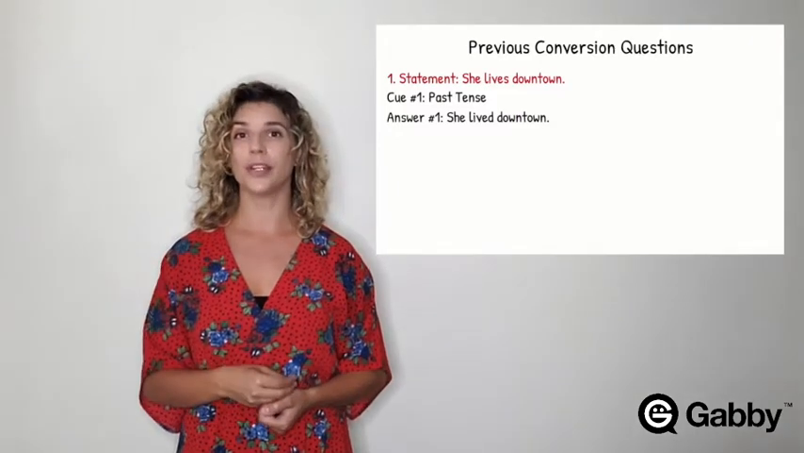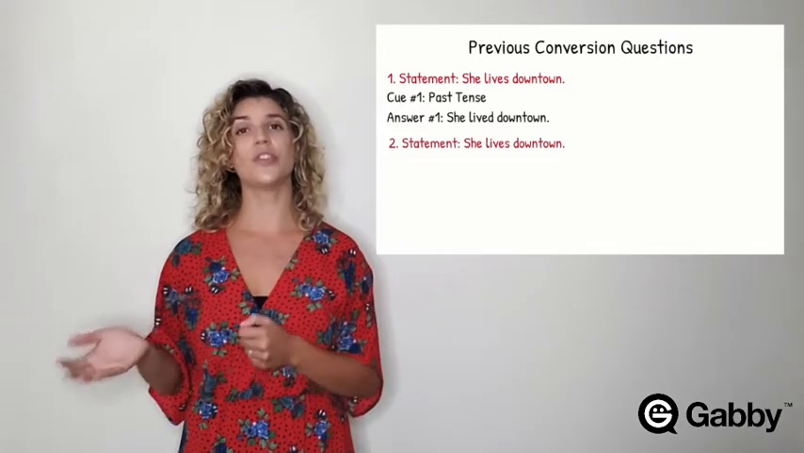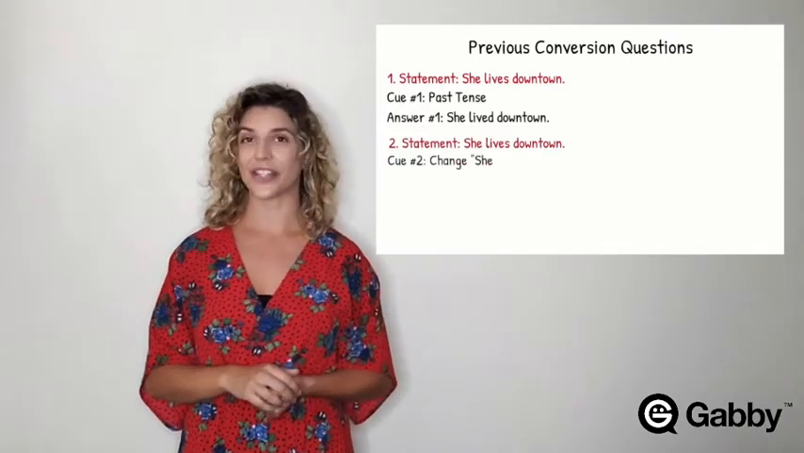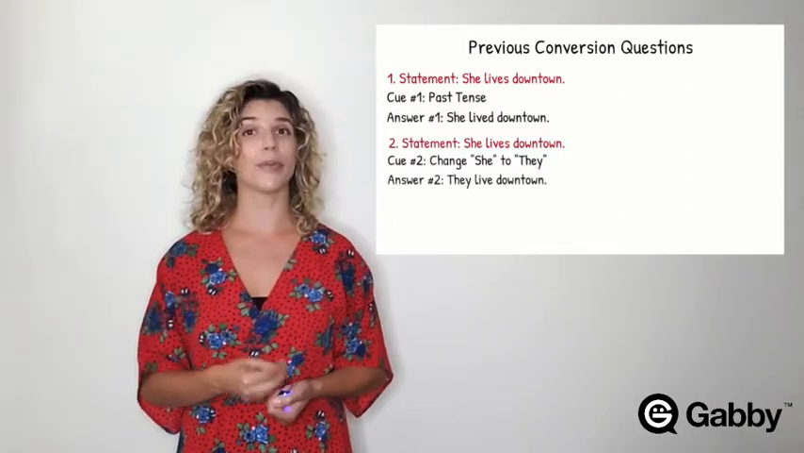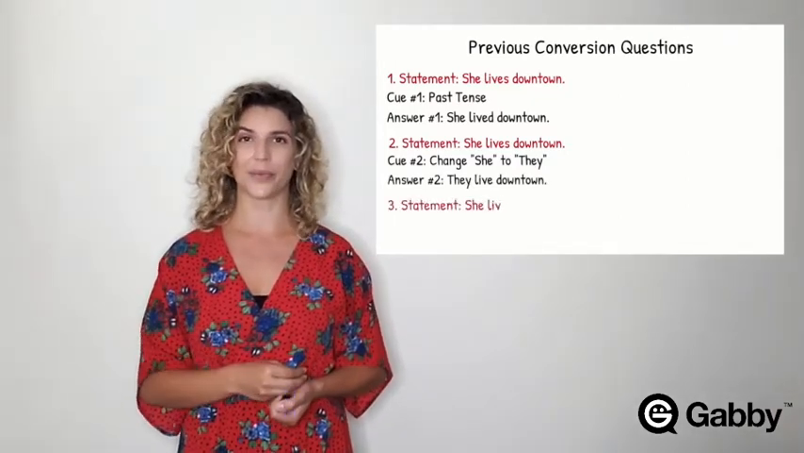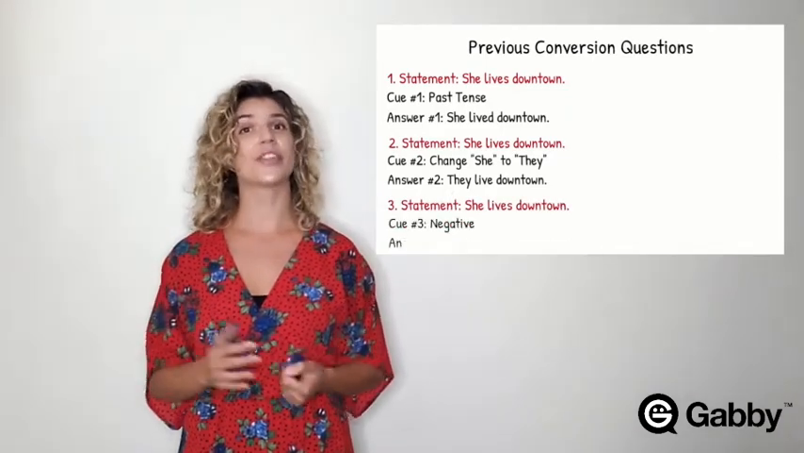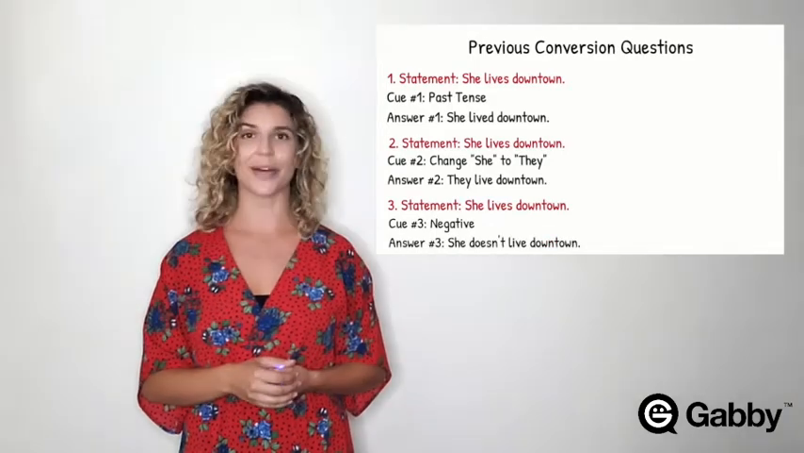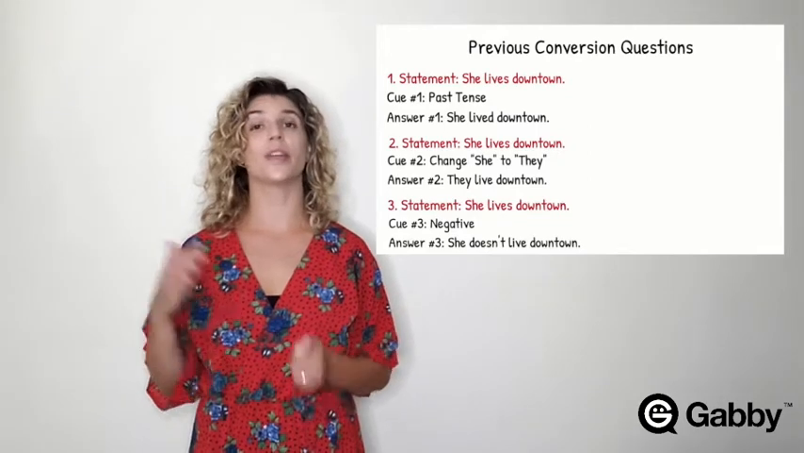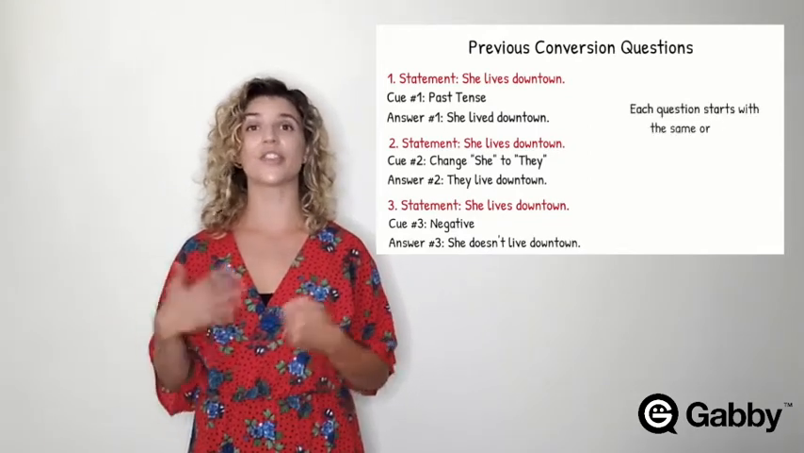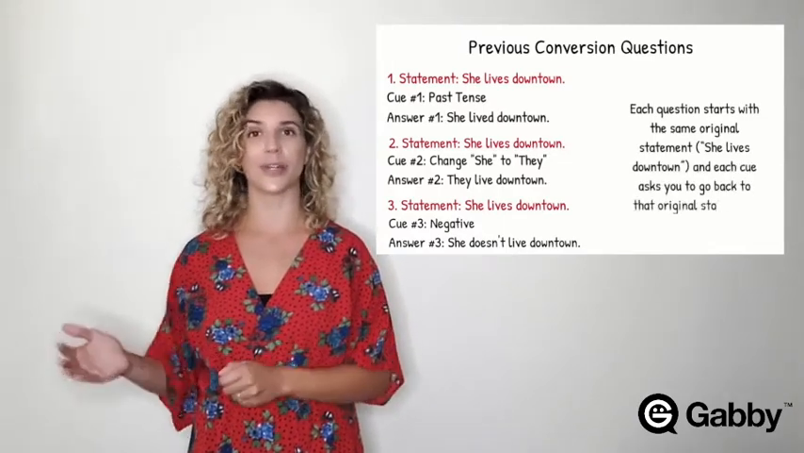Statement number 2, she lives downtown. Cue number 2, change she to they. Answer number 2, they live downtown. Statement number 3, she lives downtown. Cue number 3, negative. Answer number 3, she doesn't live downtown. The conversion question starts with an original statement. In this case, she lives downtown, and each cue asks you to go back to that original statement.